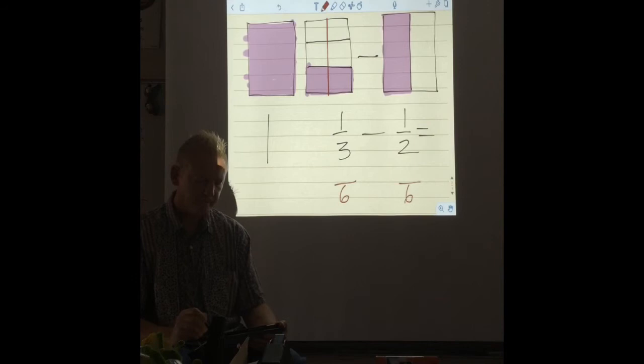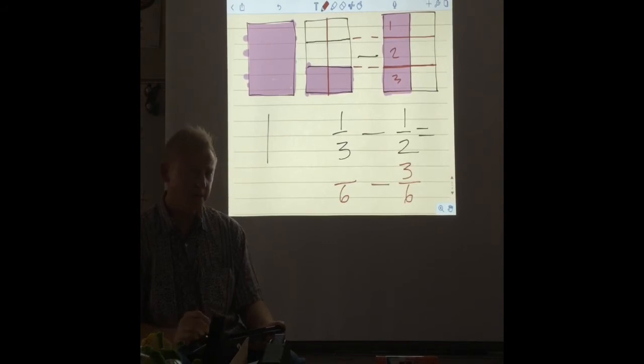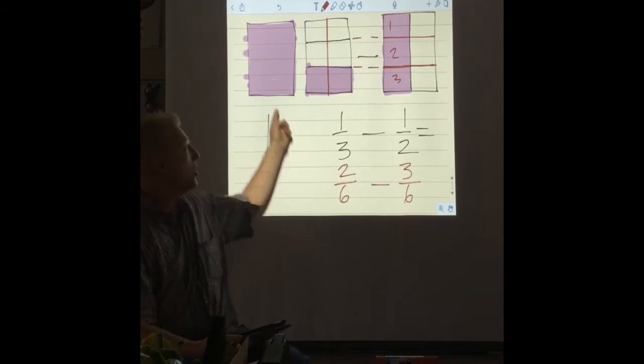right? Now what do I have to do to the half on this side? Well, I have to make these lines over here, right? So I'm just making these lines. Now what do I have in the half? I have how many out of 6? Well, I've got 1, 2, 3. So I've got 3/6, right? And on my third, how many 6ths do I have? I have 2/6. So what do I have to do to my whole number?